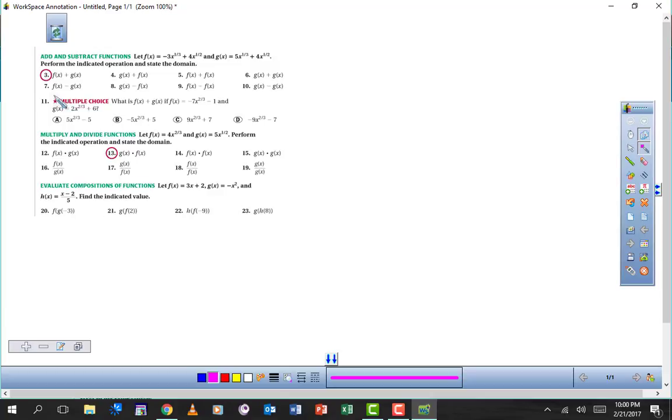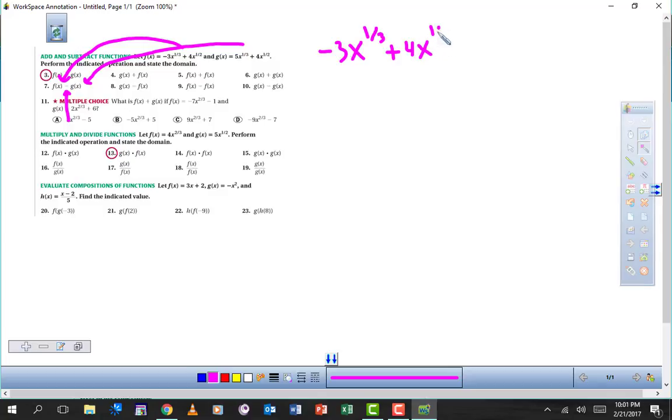Okay, so we're going to do f of x minus g of x. Well, these are the two functions written right up here, so all we need to do is substitute them in. So f of x we're going to put in right there, and g of x we're going to put in right there. Now you have to watch out for this negative. A lot of people make a mistake right there. So this is what I recommend. We'll go ahead and start out negative 3x to the 1/3 power plus 4x to the 1/2 power.